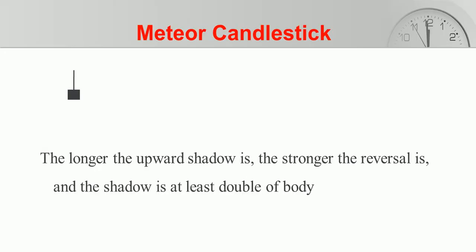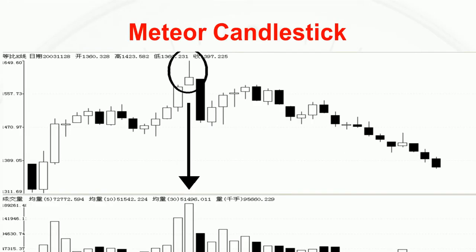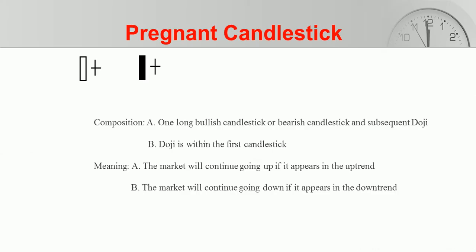So the next one, the Meteor candlestick. The longer the upward shadow is, the stronger the reversal is, and the shadow is at least double the body. So like this candlestick. Let's see this one. If you see the price going up, then this candlestick appears. What does that mean? This is the reversal candlestick. The price will go down. So if you see this candlestick appear in your stocks, then you should know whether to sell, keep, hold some, or buy. Okay. So this is the candlestick pattern.